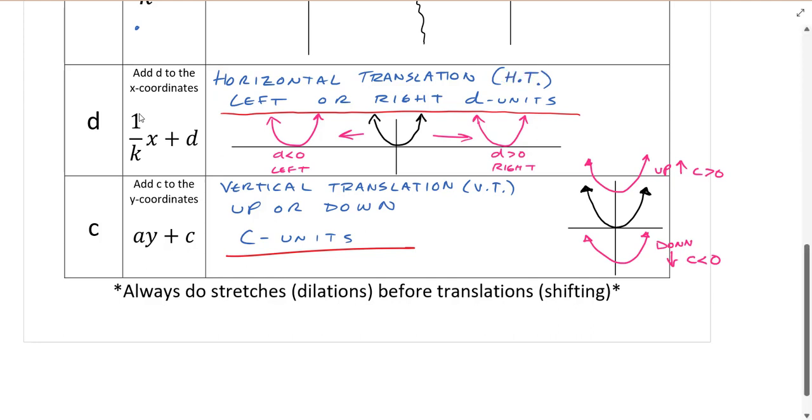Now, with the y coordinates, we're just going to add whatever C is to what we did before. So we take what we had before, which we multiplied by A, and we finish by adding C. All that does is move all our points up or all our points down. So if it's positive, they go up, negative, they go down, because we're just adding to the y coordinates. And again, we'll call that a vertical translation, which is a fancy way of saying up or down. Vertical translation, moving however many units we move.